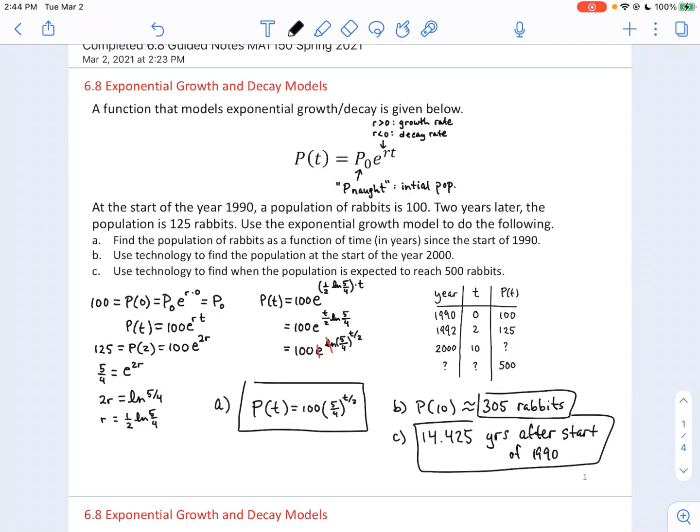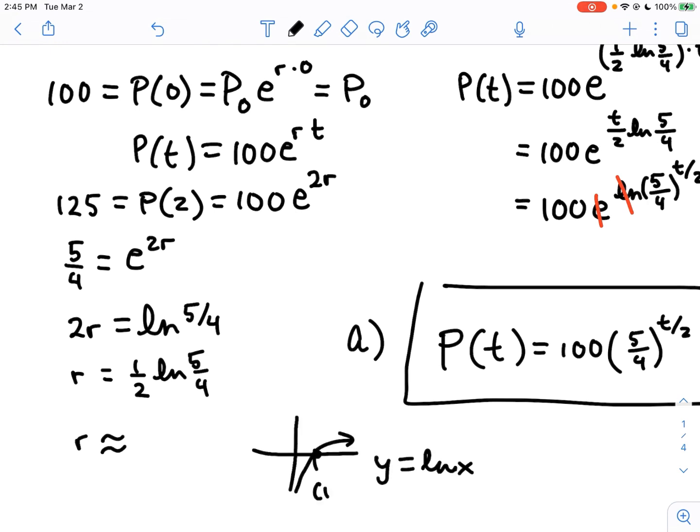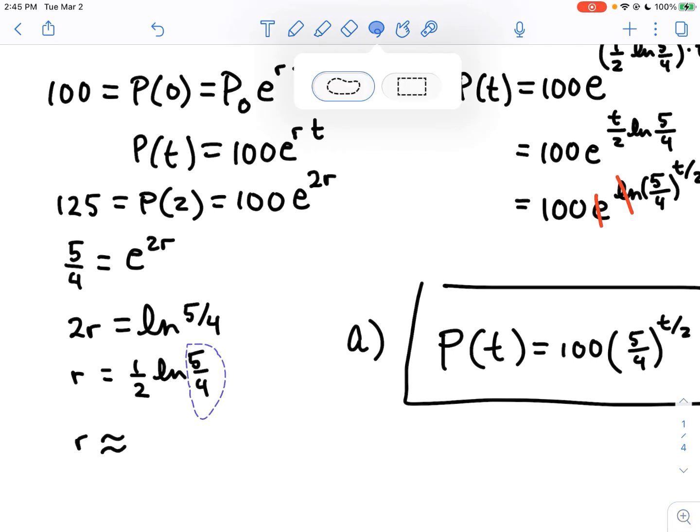Okay, now we're going to do an example where we have something that's decaying. The population is declining exponentially. We're going to see that the r will wind up being a negative number. Now, I should point out that this r, let's go ahead and decimalize this r just to show that it's going to be a positive number. 1/2 of natural log 5/4. In fact, the graph of natural log of x looks like this, and it crosses at (1, 0). So whenever the argument is more than 1, then the y-coordinate will be positive. And whenever the argument of the natural logarithm is less than 1, then the y will be negative. You can see that from the graph. So I already know that this is going to be a positive value here because 5/4 is more than 1.